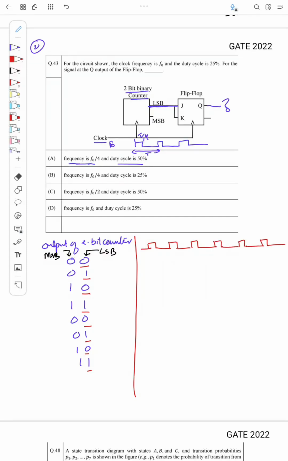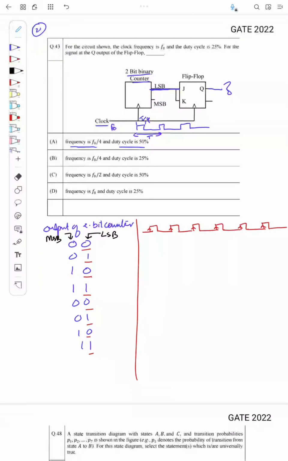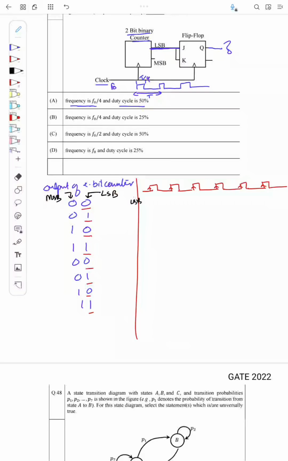Right, and we know at the rising edge of this clock, the output of both counter and flip-flop will change, right? So first I will draw the output change of the LSB of the counter. For every rising edge this LSB will change. So if initially it is 0, at this rising edge it will be 1, and at the next rising edge it will go to 0. So it will be like this. This is the LSB of the counter, right?